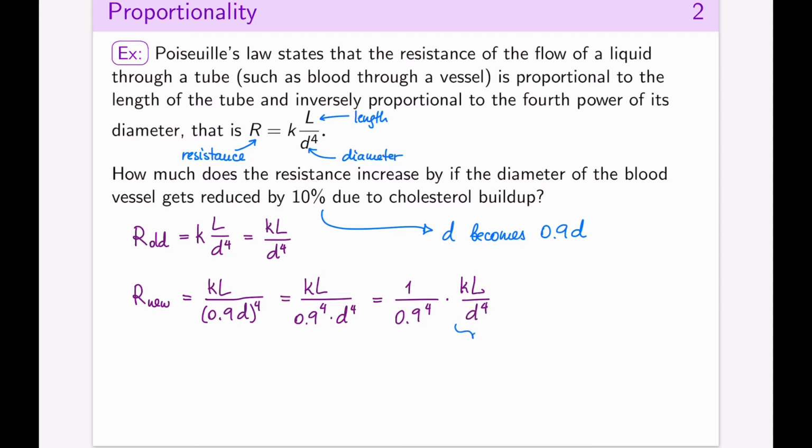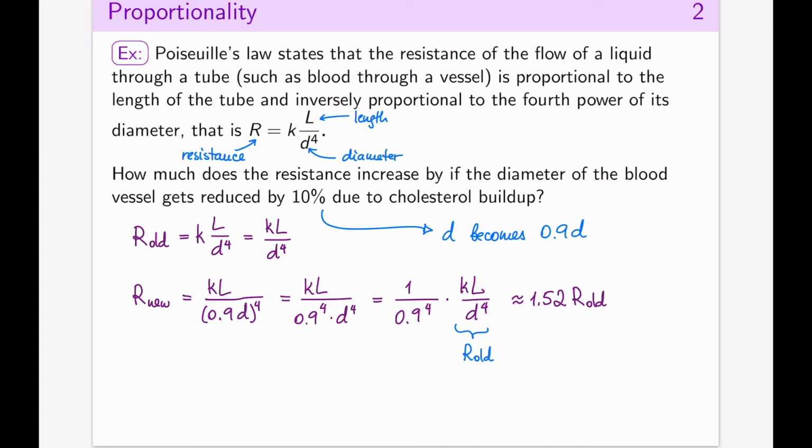And as before, now I can see that this is my old resistance as written right here. So I can replace that. I can also actually calculate this number, right? 0.9 to the power 4, I can plug that into my calculator and take 1 over it. This number will turn out to be approximately 1.52. Okay, so this is approximately 1.52, and this expression is just my old resistance. So times R old.